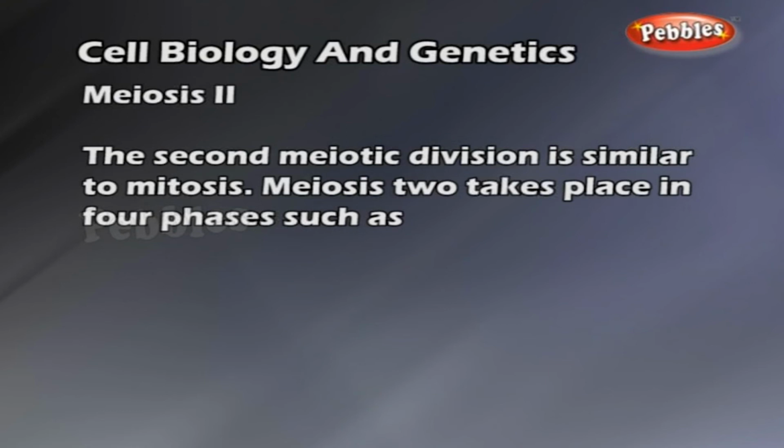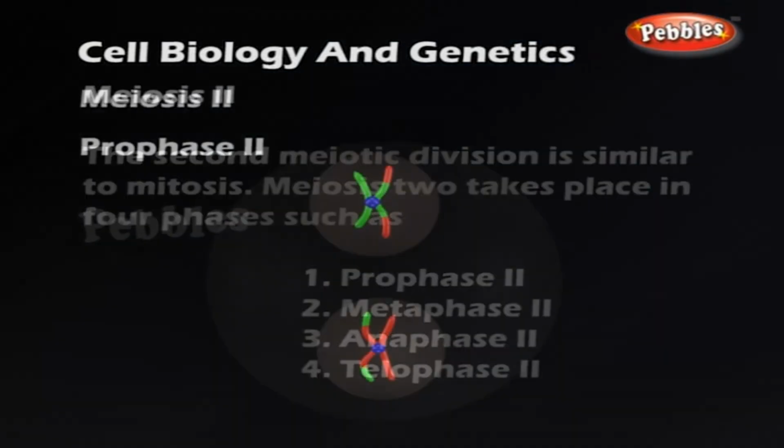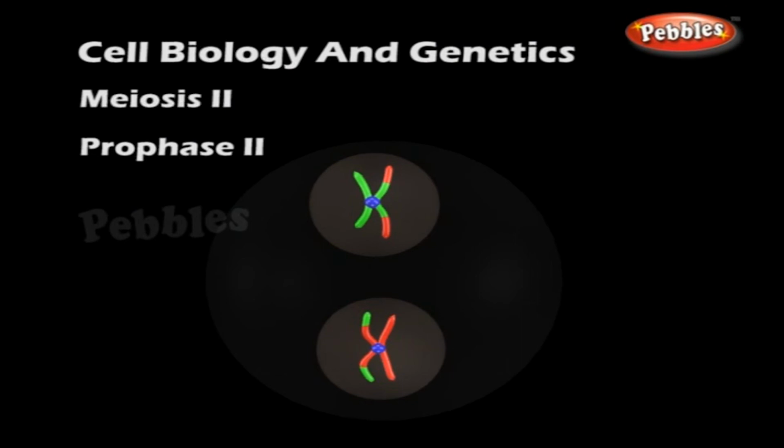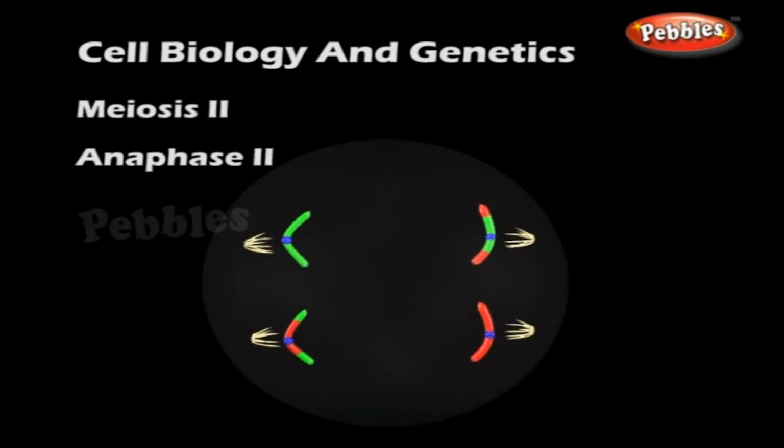Meiosis 2. The second meiotic division is similar to mitosis. Meiosis 2 takes place in 4 phases: prophase 2, metaphase 2, anaphase 2, telophase 2, and cytokinesis. Prophase 2. Nucleolus and nuclear membrane disappear and spindle fibers are formed at each pole. Metaphase 2. Chromosomes move to the center of the cell. They get attached to spindle fibers.